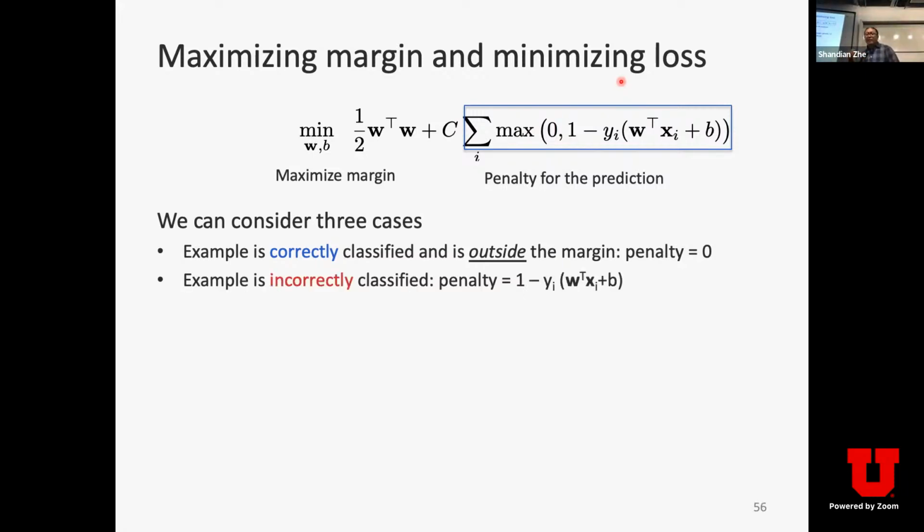A second case is that, if your example is misclassified, right, then what will be the value of the function margin? It will be negative, right? Because y times this classification score will be negative. Then 1 minus some negative number will definitely be positive, right? That means the maximum value will be the right term, 1 minus this function margin. So we will have an explicit penalty, which is 1 minus the function margin. This is the second case, right? So if you misclassify that example, you're going to suffer some penalty, which is 1 minus the function margin, which is bigger than 1.